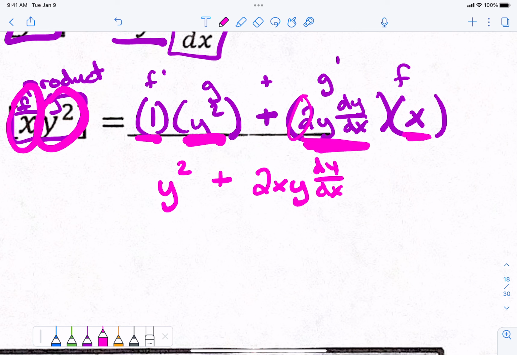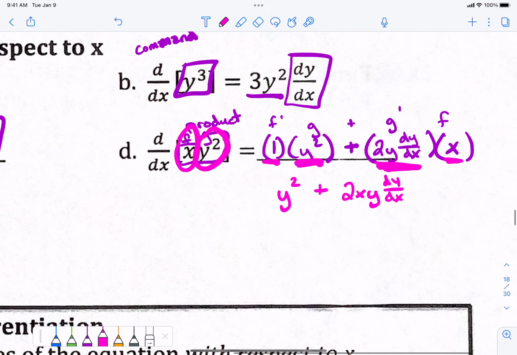I don't like it. Oh, sorry. dy dx is fun to say. Reminds me of, okay, good. All right. Are we getting the hang of it kind of now? Product rules are icky.